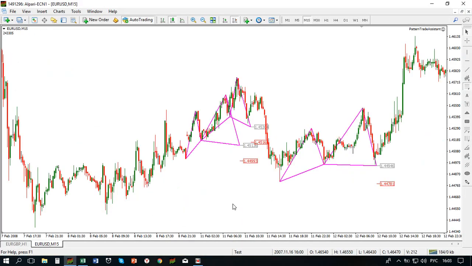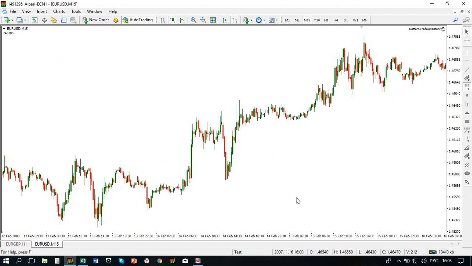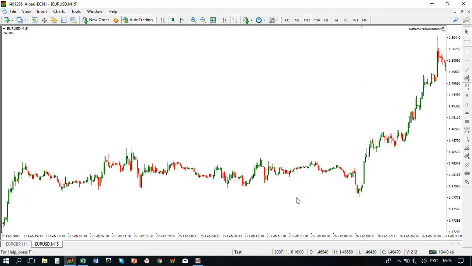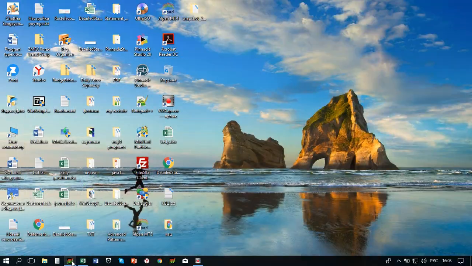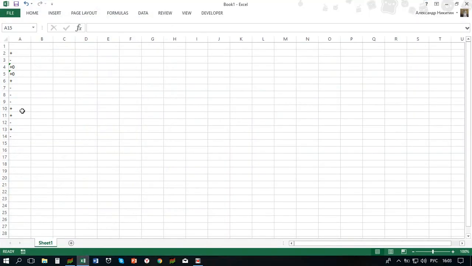Next. Oh, didn't complete. Go in next. Next. Okay, this cipher was a loser and this cipher was a loser as well, so two losers in a row. Minus, minus.